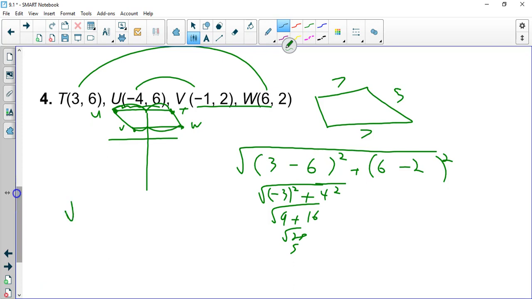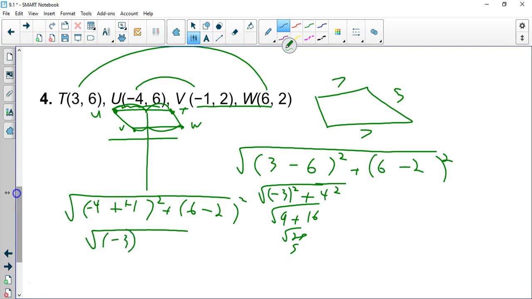And then we're just going to do it one more time. Again, I like to set up my shell first, and then fill in my numbers. So now I'm going from U to V. So I'm going to do negative 4 minus negative 1, which is going to become plus, and 6 minus 2. Well, negative 4 plus 1 is going to look very familiar. That's going to be negative 3 squared, and that's going to be 4 squared. And as you can tell, that is the exact same thing as right here. So these are both 5. So 7 and 7 is 14, plus 10. The perimeter is 24 units.